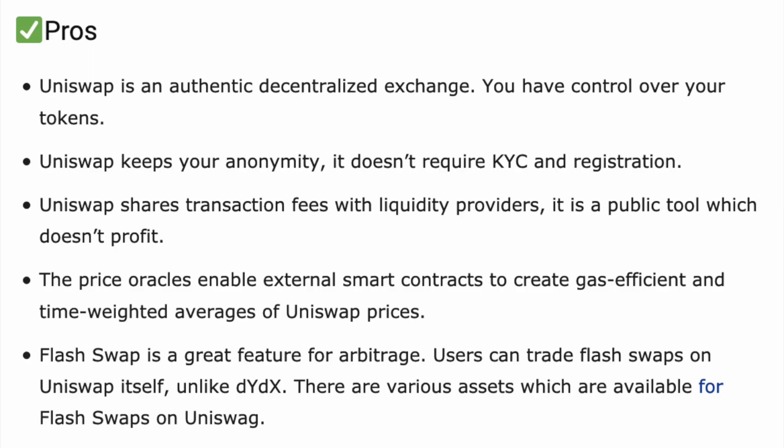Here is the conclusion of Uniswap. Here are some advantages of Uniswap. First, it is an authentic decentralized exchange. You have control of your own tokens. And second, it is anonymous. You don't need to do KYC and you don't need to register an account. You just directly connect Uniswap to your wallets and you can use it.